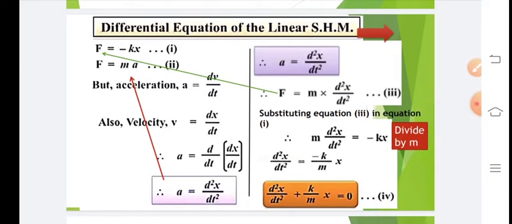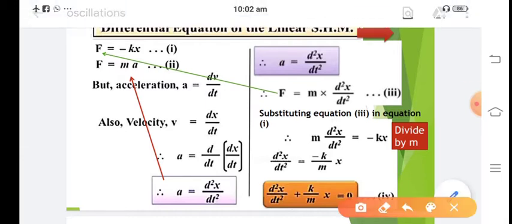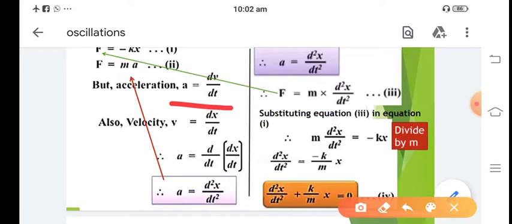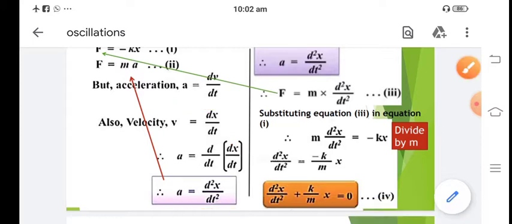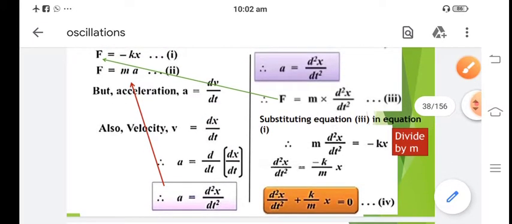So as we know that F is equal to minus kx and F is equal to ma, this is Newton's second law. But acceleration a is equal to dv by dt, this is change in velocity per unit time. Also the velocity v is equal to dx by dt. So a is equal to d by dt dx by dt, so a is equal to d square x upon dt square. Therefore, as we know that F is equal to ma, so F is equal to m into acceleration. Put this value, a is equal to d square x upon dt square, in this equation. So F is equal to m into d square x upon dt square. Suppose this is equation number 3.